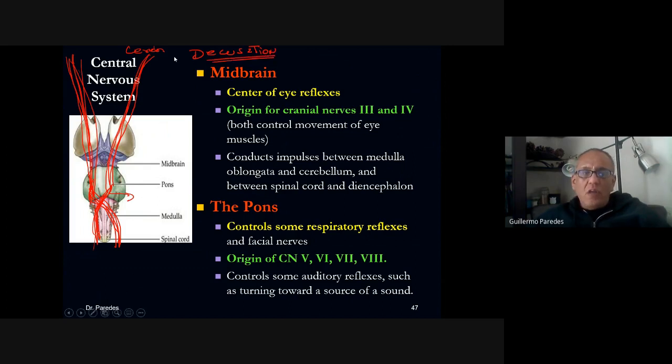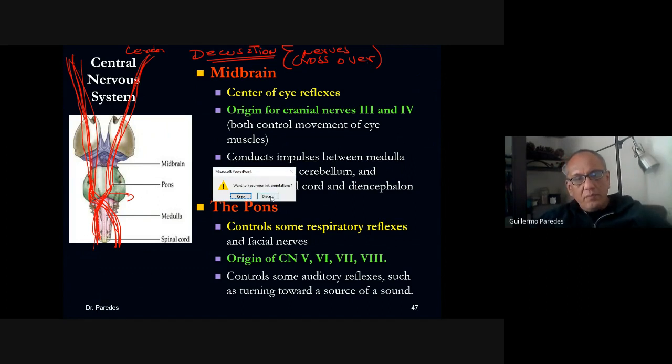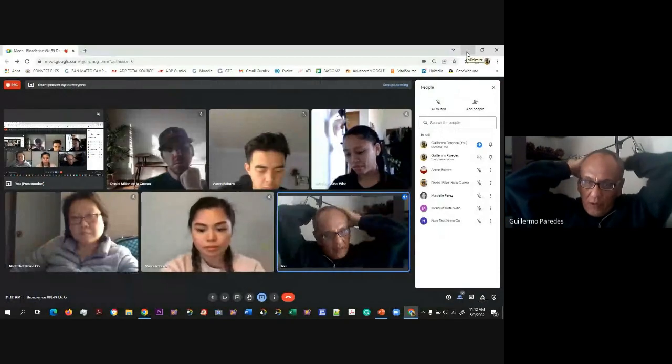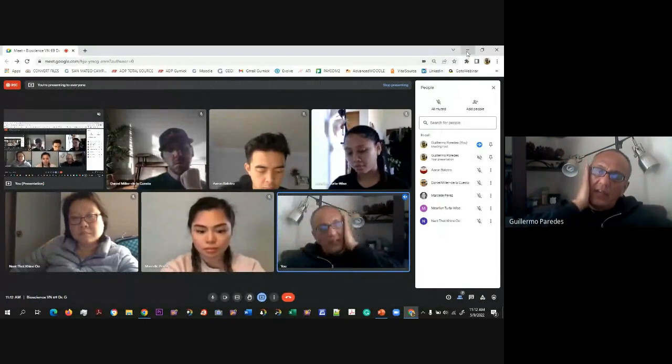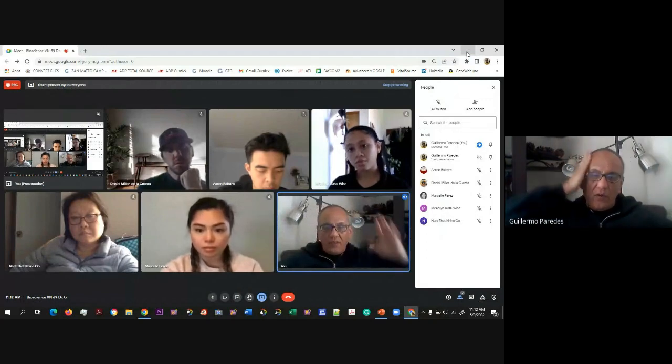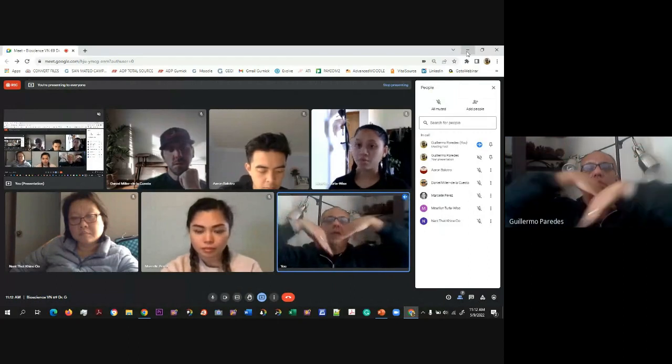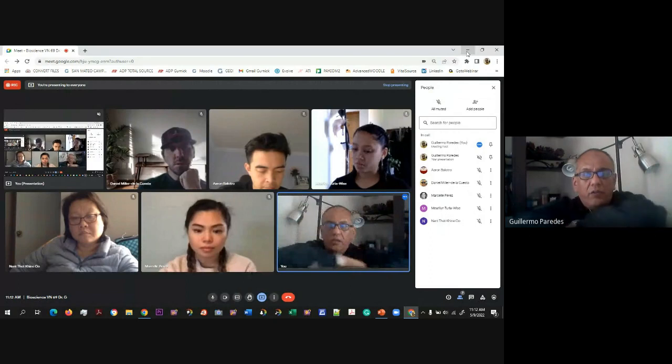The decussation. What is the decussation? The decussation is the crossover. Nerves cross over. All right, so why is this important? Can somebody tell me why it is important to know that in the medulla oblongata we have a crossover? From the right side, instead of going all the way down on the same side, they cross to the other side. They come like this, and then in the medulla oblongata, boom, they cross over.